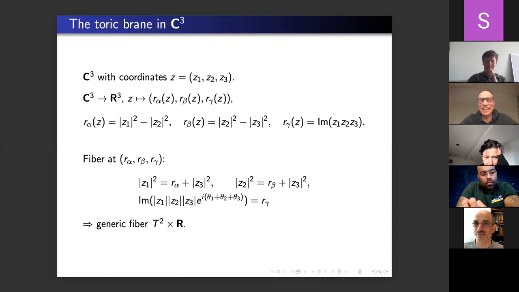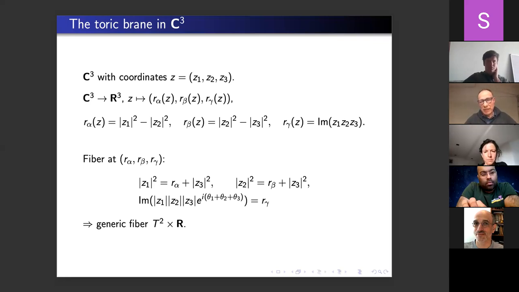So here we take complex three-space, and we map it to real three-space by some moment maps, but I'm writing just coordinates here. The first one is the difference of the squared absolute values of the first two coordinates, the second is the second and third, and finally the imaginary part of the product of the three. So these are some sort of moment maps for circle actions.